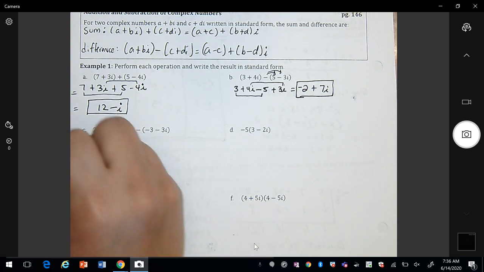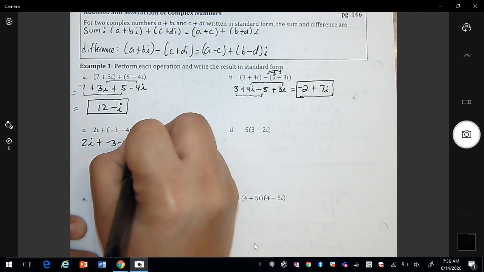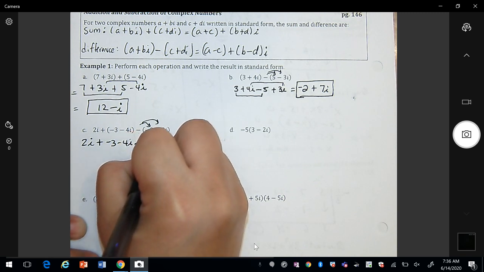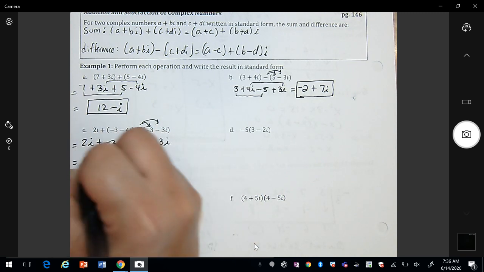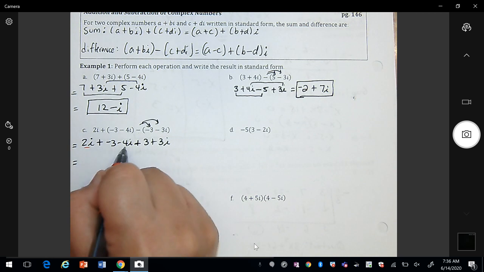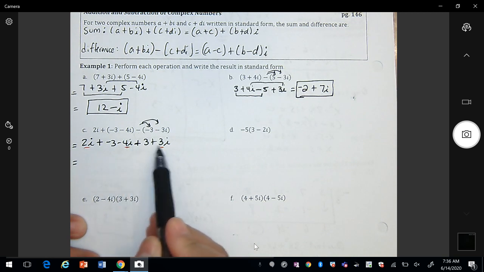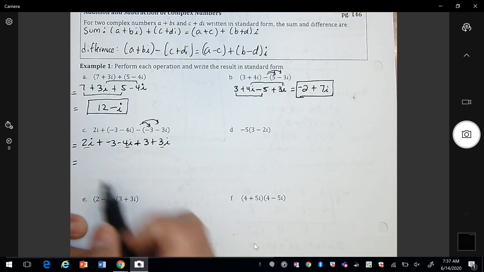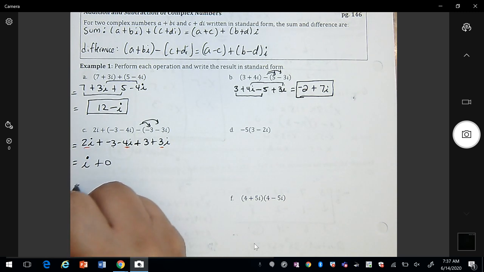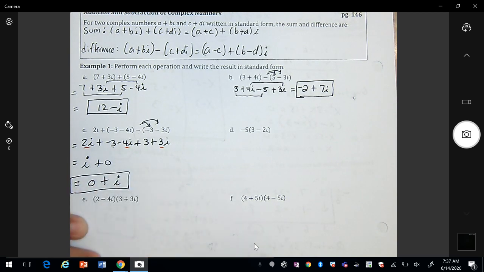Letter C, we have 2i plus -3 minus 4i. Distribute the negative, so negative is +3 plus 3i. Gather our like terms, so we have 2i, -4i, and 3i. So 2i minus 4i is -2i plus 3i is i. -3 plus 3 is 0. And I want to make sure I write it in standard form. So my real part should be first. 0 plus i.